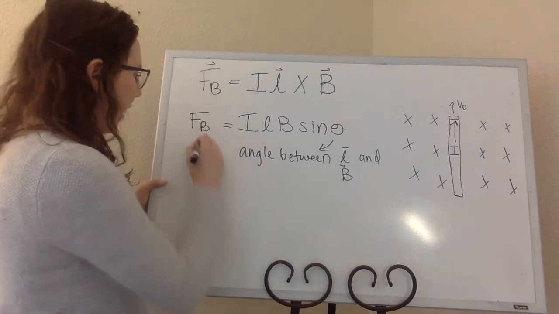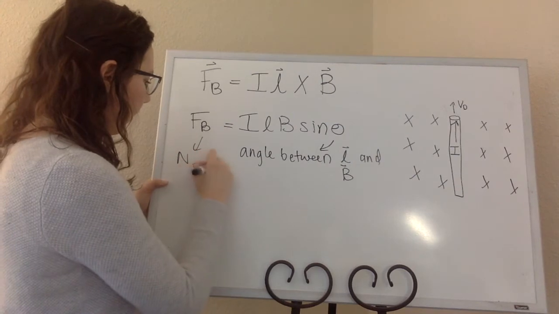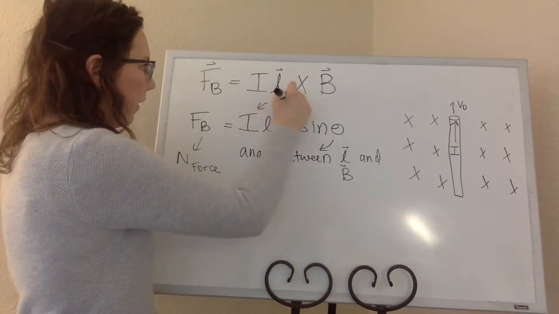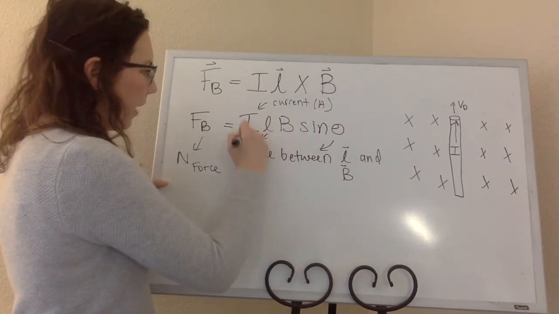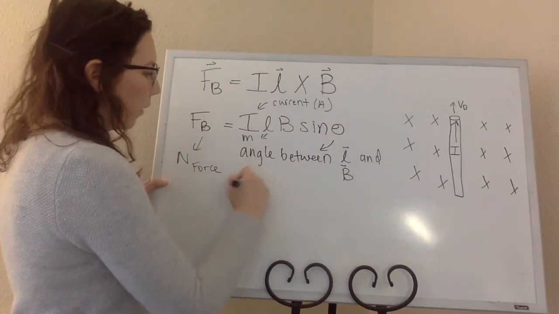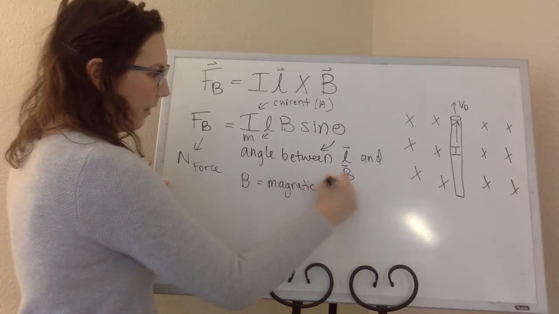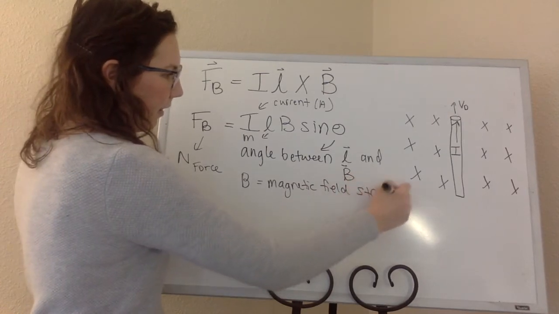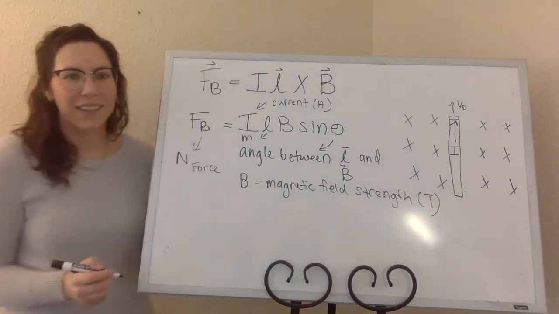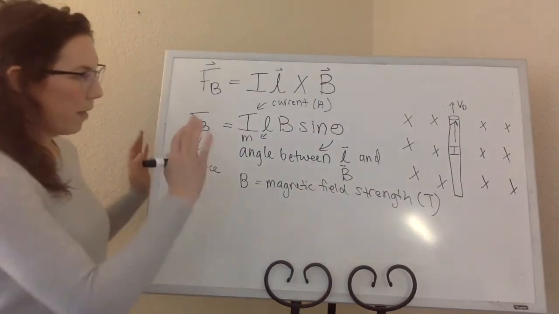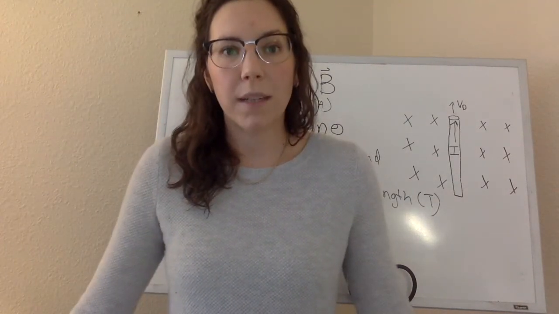So that gives us the magnitude. This is the magnetic force in newtons. Then we have current in amperes. L would be length in meters. And then our B is, of course, the magnetic field strength in Tesla units of magnetic field. Okay, so if we use that magnitude form, in order to find the magnitude of the force, we need the direction.